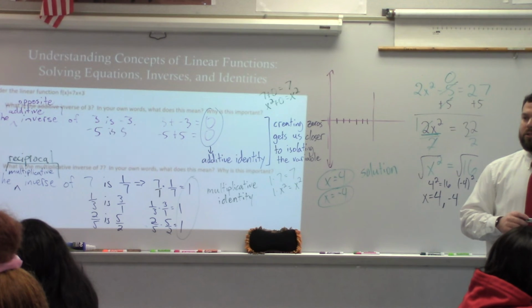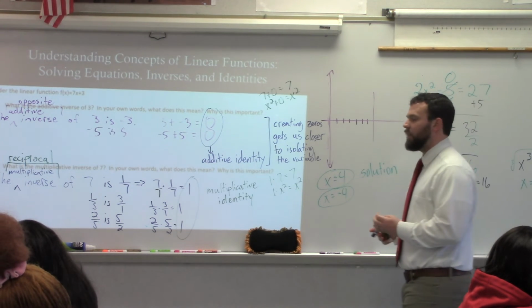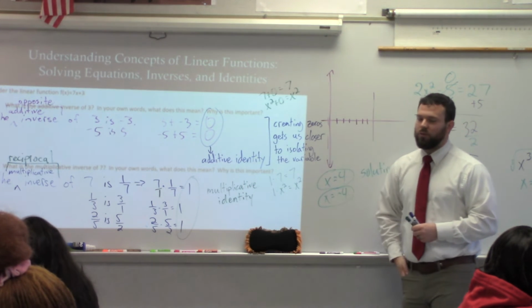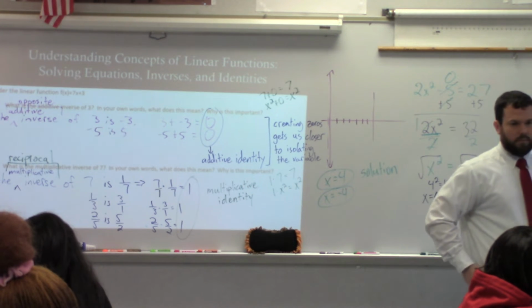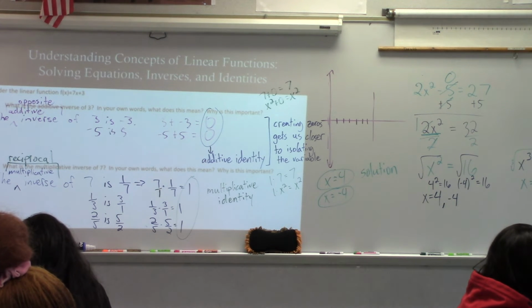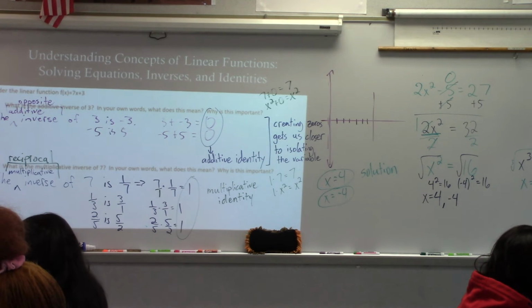Okay? The identities are important because they won't change the identity of the other expression. And so it's important to note the difference between the additive and multiplicative identities. The identity of the other number or other expression won't change, right? So when you add by it or multiply by it, it will not change the identity of the other number or expression.